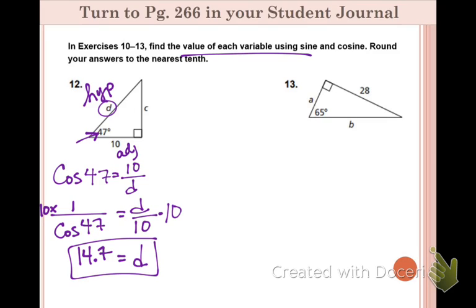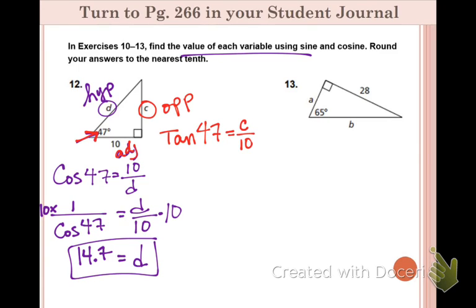Alright, now the only letter we have left to solve for is C. In comparison to 47, what kind of side is C? Opposite. And we were still given the adjacent. So which trig function is that? Tangent. From what angle are we coming from? 47. Equals the opposite, which is C, over the adjacent, which is 10.